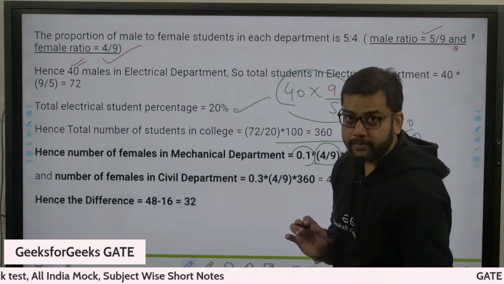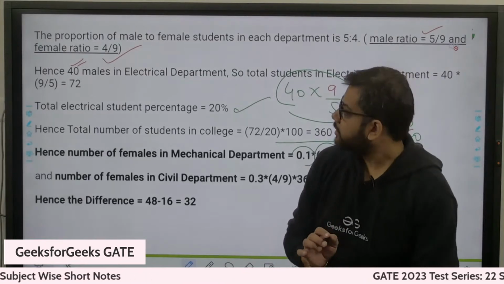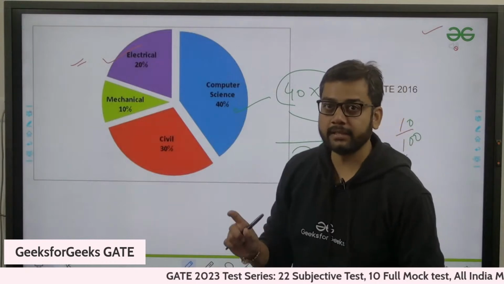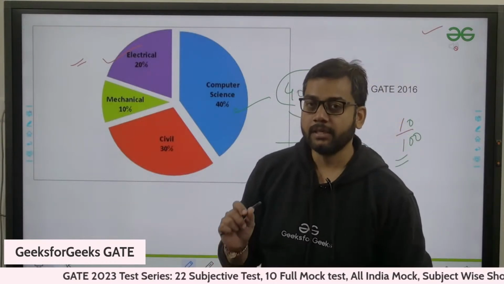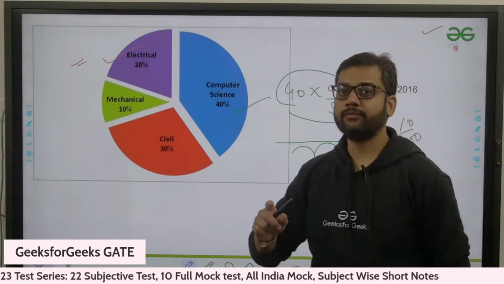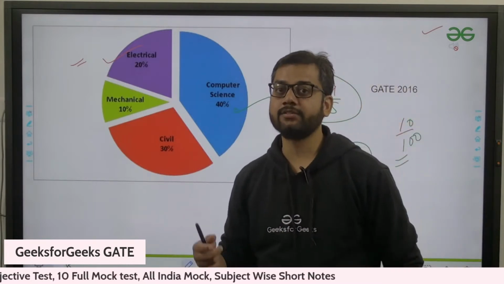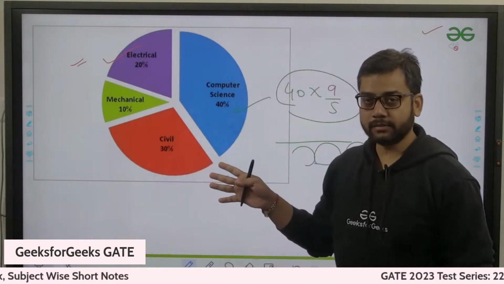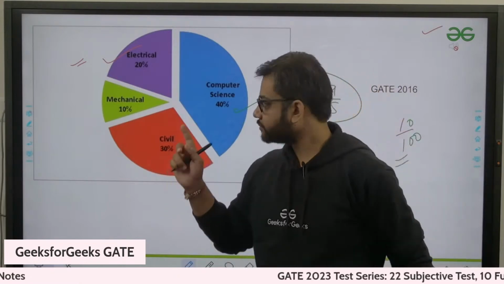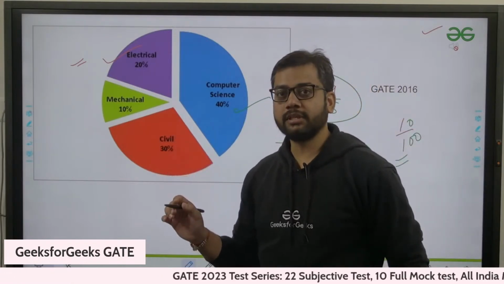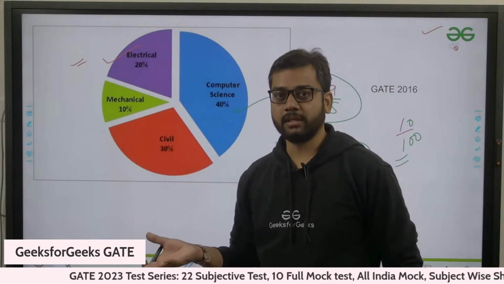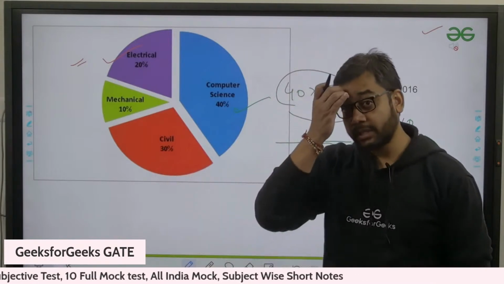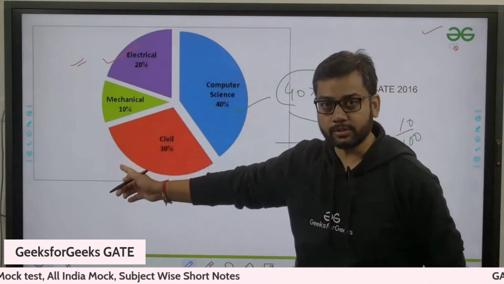Understood? What I have done so far, because they have given electrical is 20%, and the number of males in electrical engineering is also given. So from there I have found out the total number of students. If the male is 40, then we can find the female, and adding gives you the number of students in electrical. Now the students are 20%, so how much is coming from the 20%? We will calculate for the 100%. This 100% will give you the entire idea about the college, how many students there are.